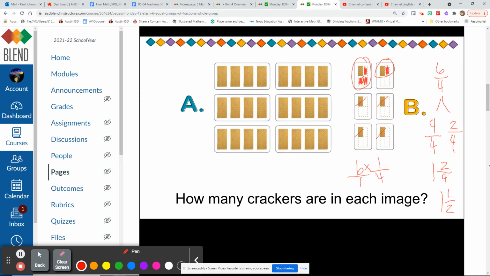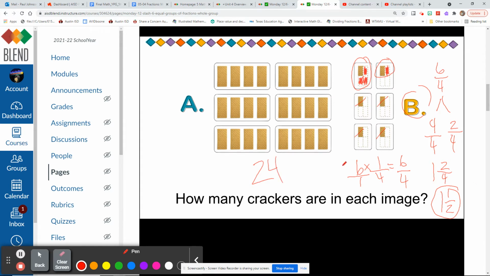And remember, just turn your whole number into a fraction, then top times top, bottom times bottom. And don't forget to simplify. Before it's time to say goodbye, don't forget to simplify. So there's 1.5 crackers in image B, and then there was 4 times 6, 24 crackers in image A.